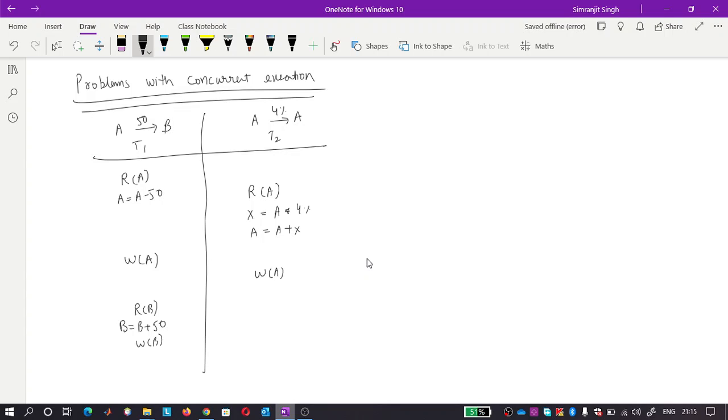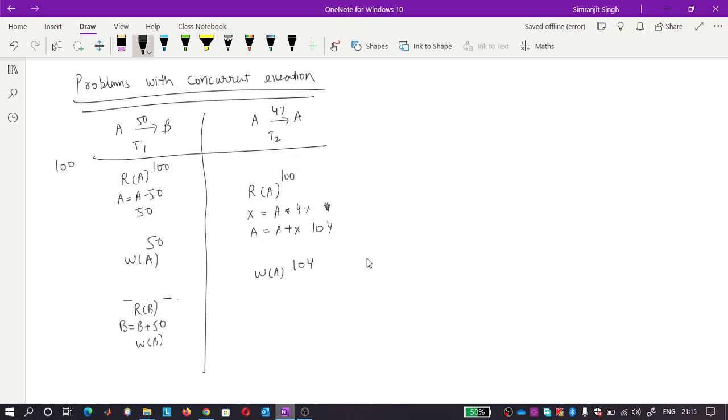Suppose I'm starting with the value of A to be 100. Here it is deducted by 50 rupees. Transaction T2 has taken the value of A to be 100, and then it is adding 4 rupees, so it will be 104. And here we are writing the value of A to be 50. It is rewritten by 104, and again whatever is the transfer. This is not that important, but see here.